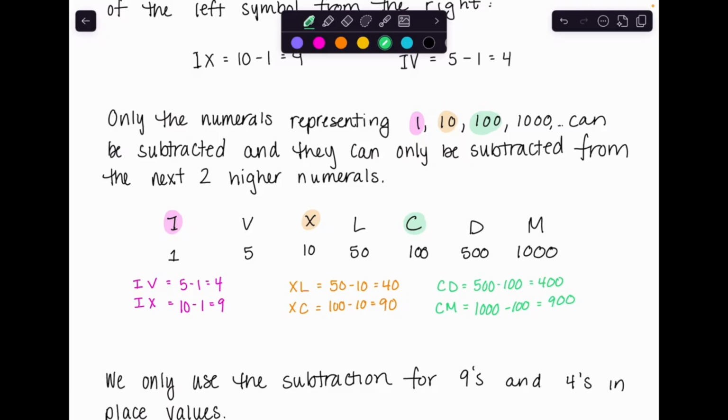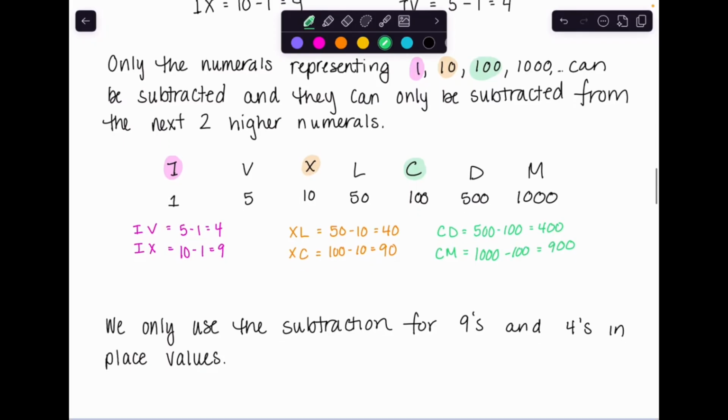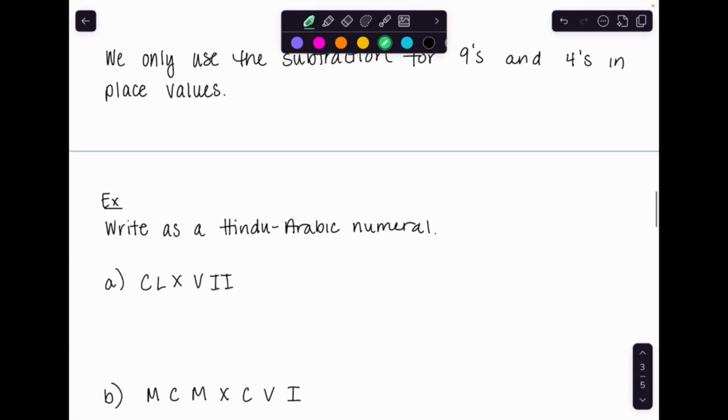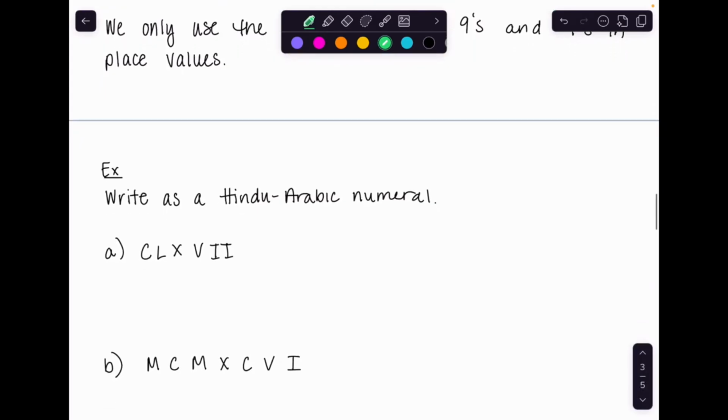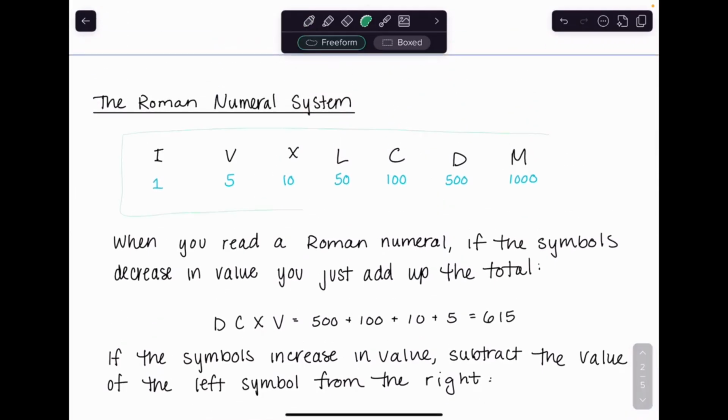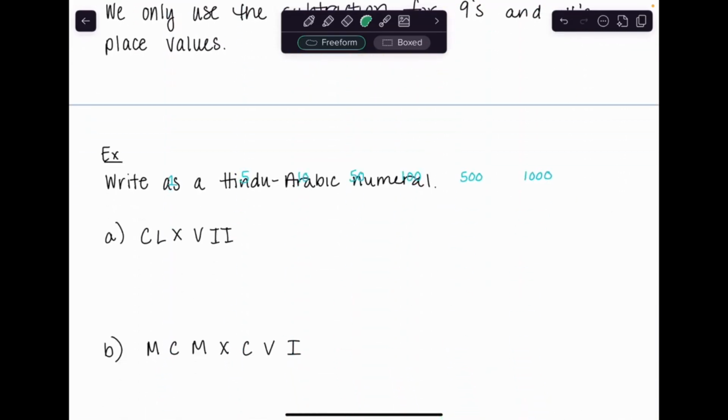Okay. So we're going to try a few examples where we're going to write as a Hindu-Arabic numeral, and then we're going to take that Hindu-Arabic and write it as a Roman numeral. So starting with this first one, let's see, actually, I don't know if I can copy this, but it'd be nice if I could copy this full thing. Might not let me, but that's all right. We'll just recopy it right here to have it.